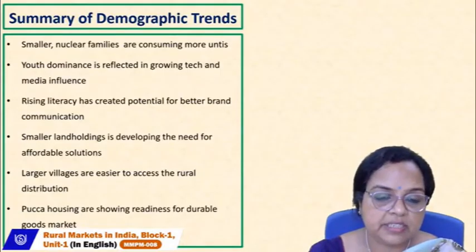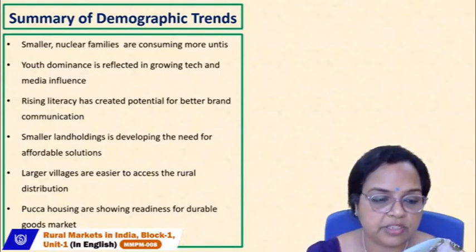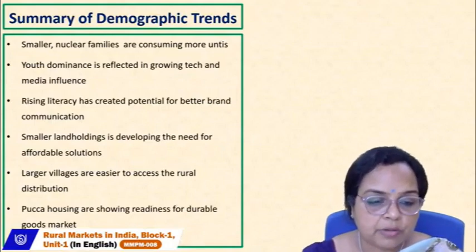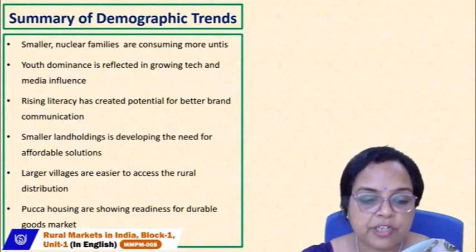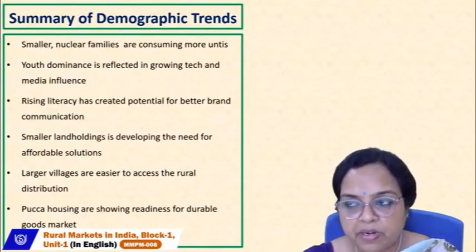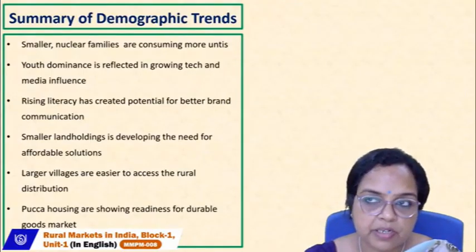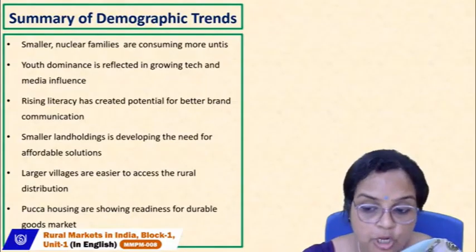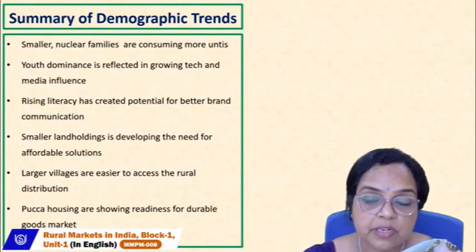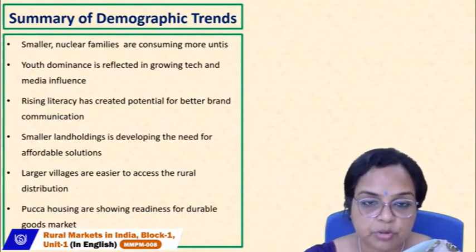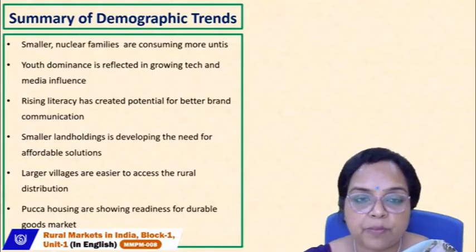Larger villages are easier for rural distribution, and Pakka housing shows readiness for the durable goods market. They are having Pakka houses, so they can buy durable products. Before 2020, they were having Kacha houses, so they were restricting themselves from purchasing consumer durables. So this is the summary of demographic trends of the rural market.